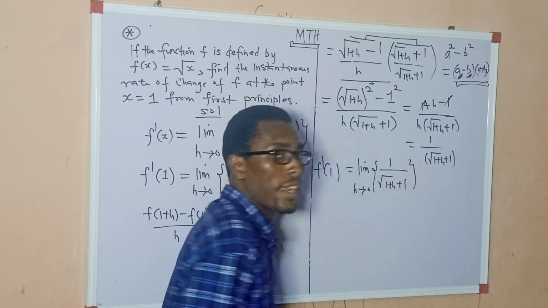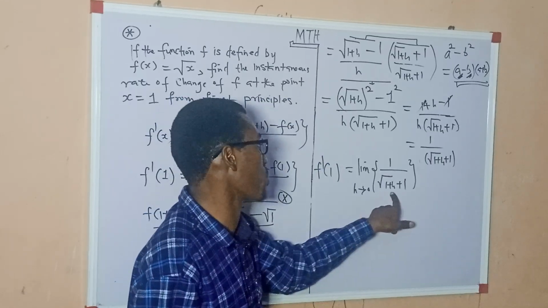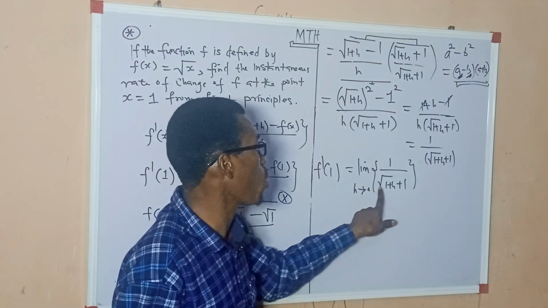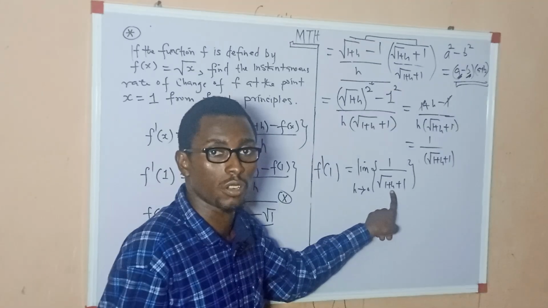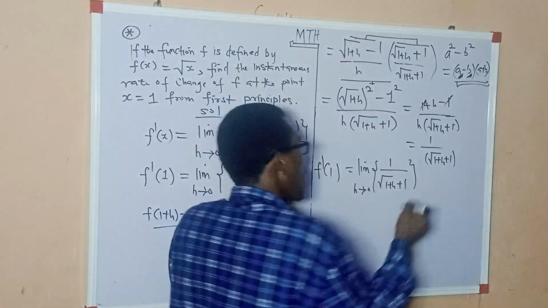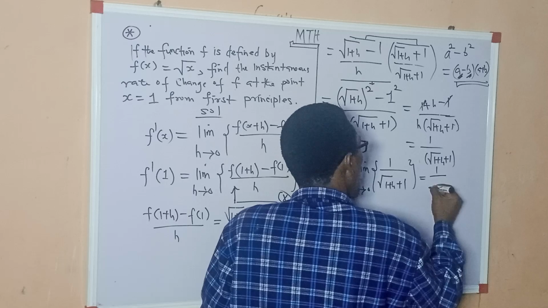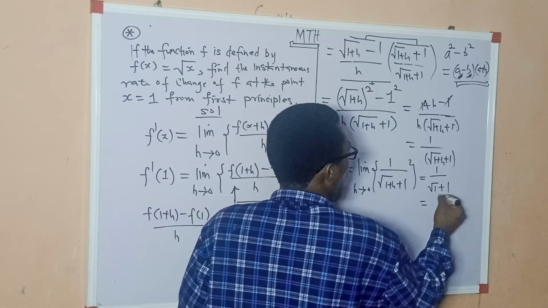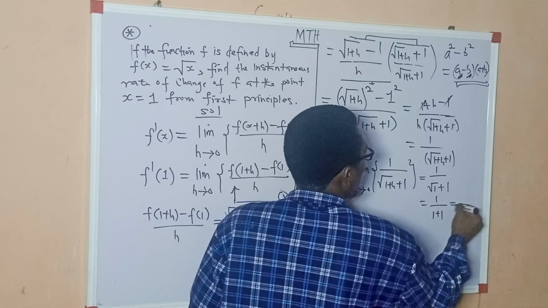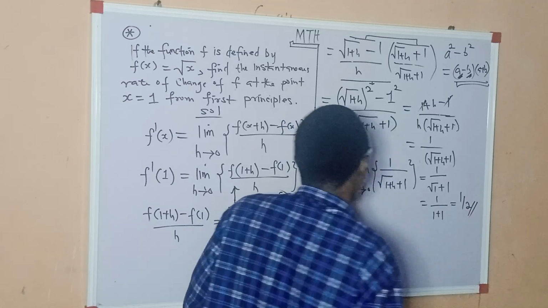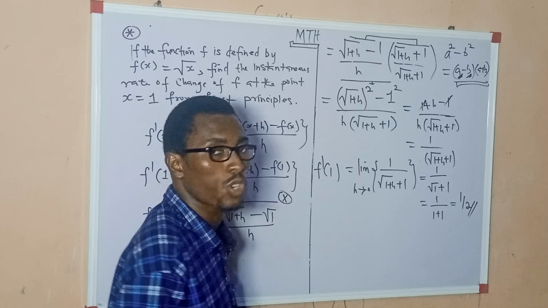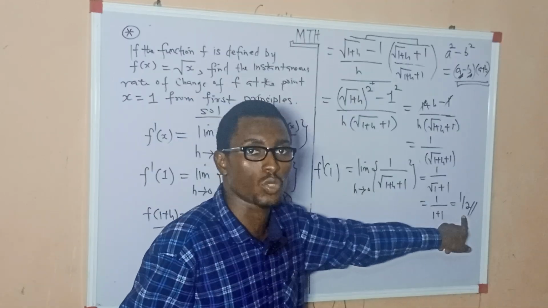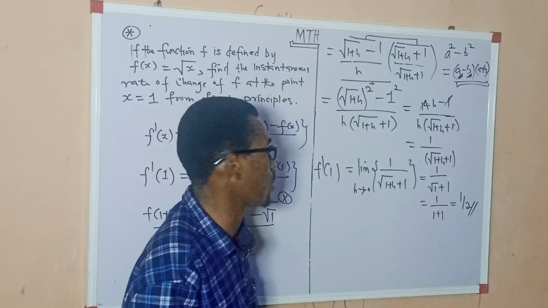All right? Now, if h should approach 0, root 1 plus h will approach root 1. All right? So in that case, we have it as 1 over root 1 plus 1. So in this case, it becomes 1 over 1 plus 1, and that is 1 over 2. So that means that the rate of change of the function at the point where x equals 1 is 1 over 2.